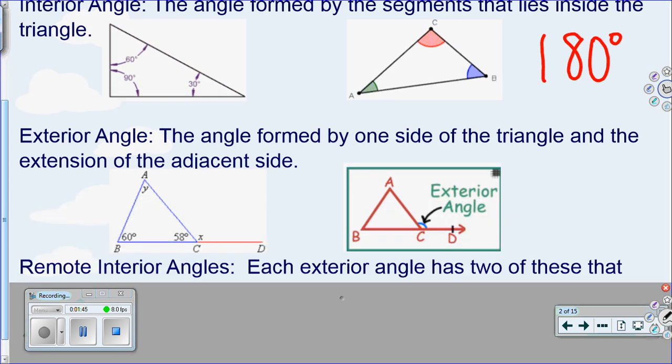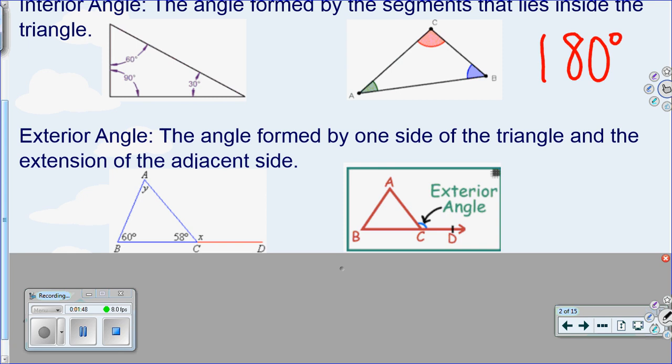So, exterior angle, what's exterior mean? Outside. Outside, okay? So exterior angles are on the outside. So here's an example of an exterior angle right here, that X. So it is formed by one side of the triangle and the extension of an adjacent side. So here we have our triangle, and then we have X. We have that exterior angle. This picture is labeled and it's pointing to it, saying that the X is the exterior angle.